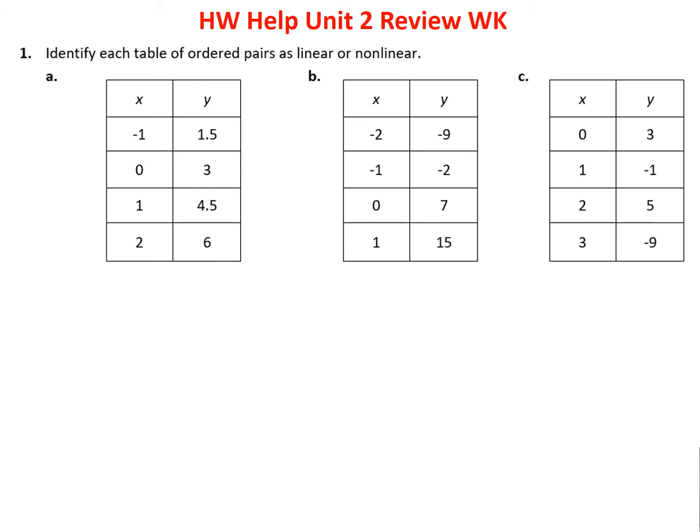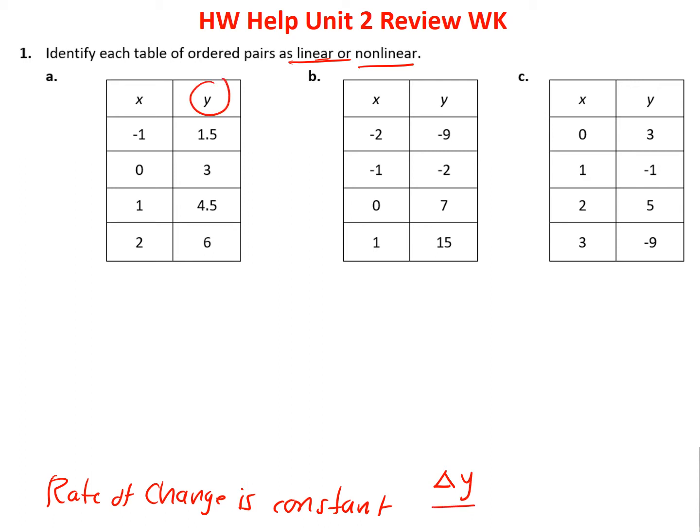The first problem asks us to identify from each table of ordered pairs which ones are linear or nonlinear. To be linear means that the rate of change is constant. In other words, as y changes and x changes, that's some number that's the same, okay? So let's take a look at the first one.